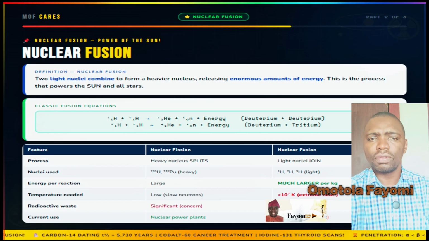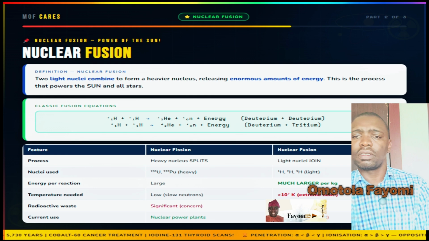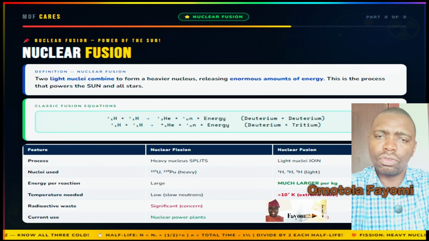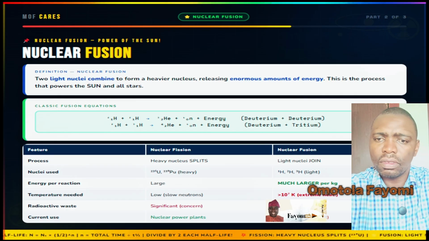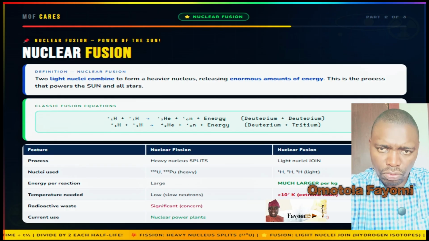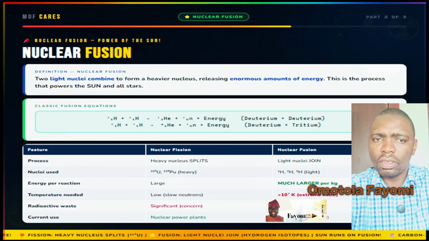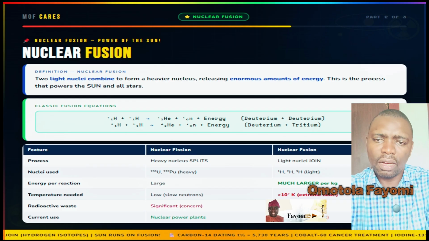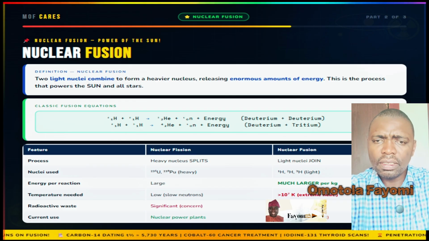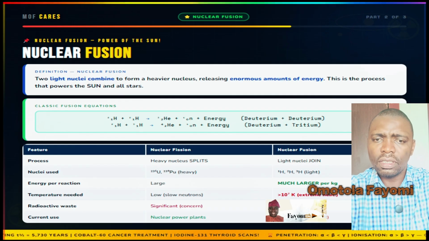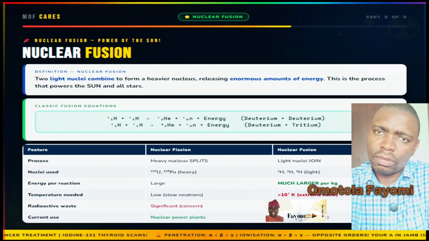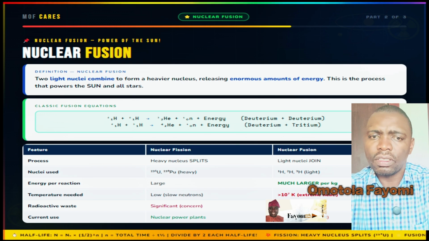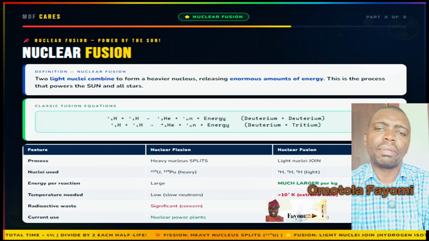The most promising fusion reaction involves the hydrogen isotope deuterium, that's hydrogen-2, and deuterium. Fusion equation: hydrogen-2 plus hydrogen-2, that's deuterium plus deuterium, gives tritium plus hydrogen-1 or tritium plus neutron plus energy. However, the easier route is hydrogen-2 plus hydrogen-3 gives helium-4 plus neutron plus energy. The helium nucleus produced is the incredibly stable alpha particle.